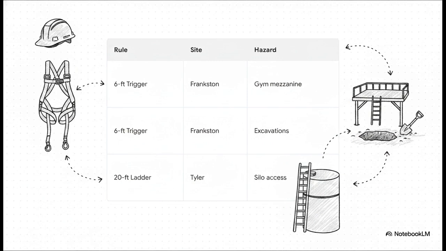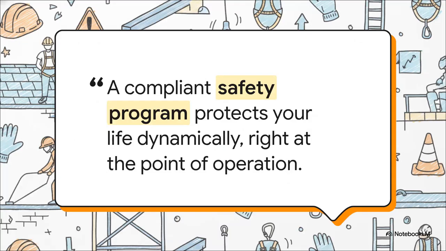So, for example, the Frankston plant has this legacy gym mezzanine and some specific local excavations that Tyler and Edinburgh simply don't have. These dynamic hazards are tracked locally, meaning your safety program is always perfectly matched to the exact floor beneath your feet. I love this quote because it really hits the nail on the head.